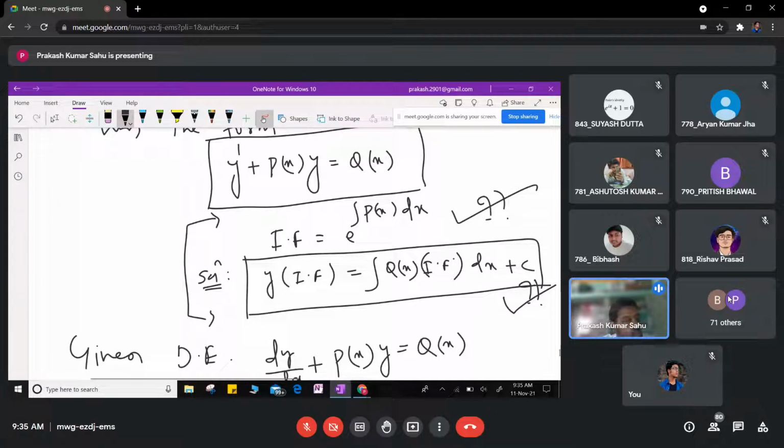Okay, so let us solve some problems for linear differential equations. And a linear differential equation is very easy to solve because you have already solved this thing.